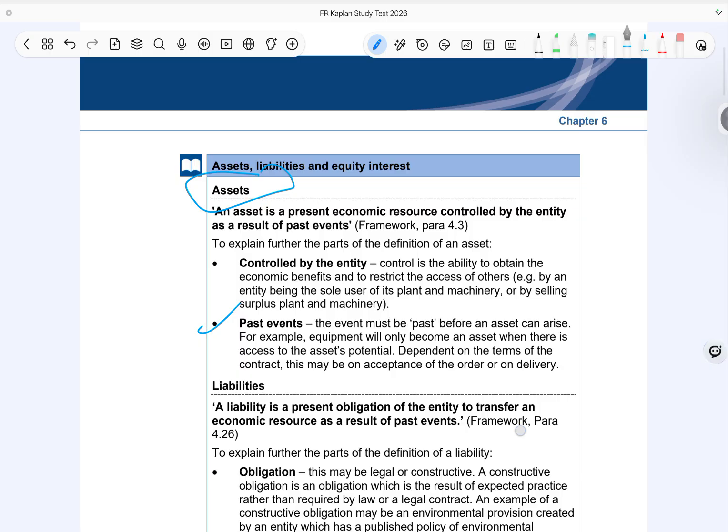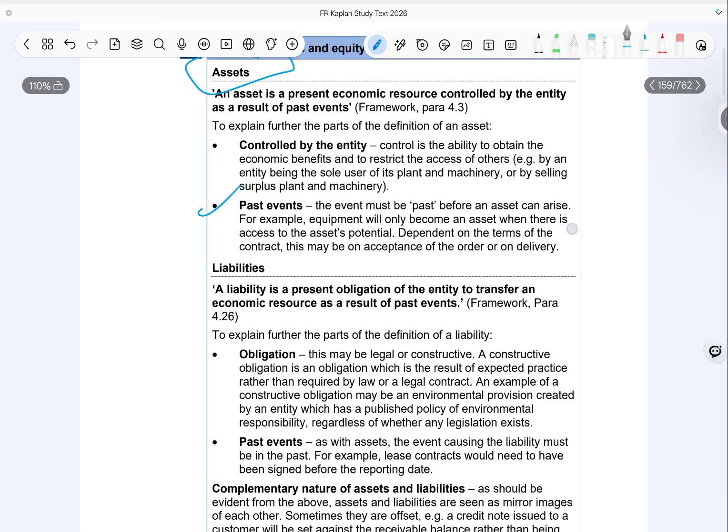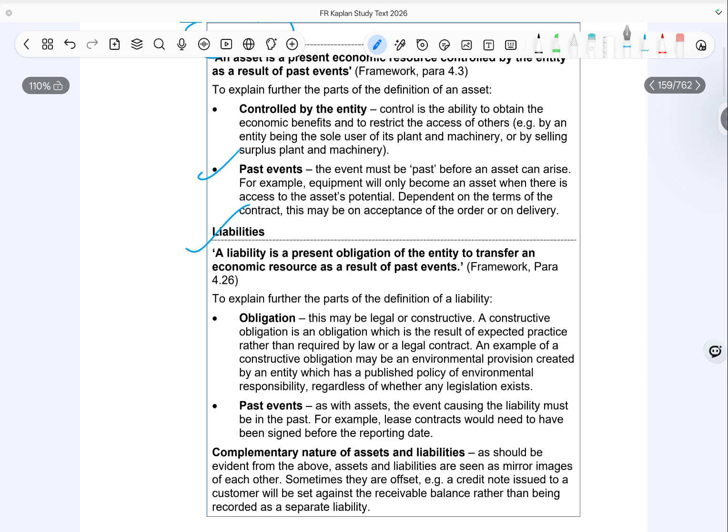For example, suppose a company orders a machine today. Has it become an asset immediately? Not necessarily. It becomes an asset only when the company actually gains access or control over the machine, depending on that contract. So remember, no past event, no asset. Now let's do the same for liabilities. We know the definition is a present obligation to transfer an economic resource as a result of past events. Now let's understand the keywords.